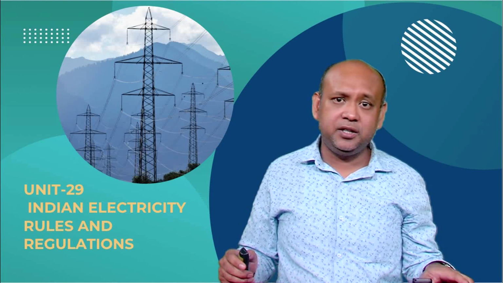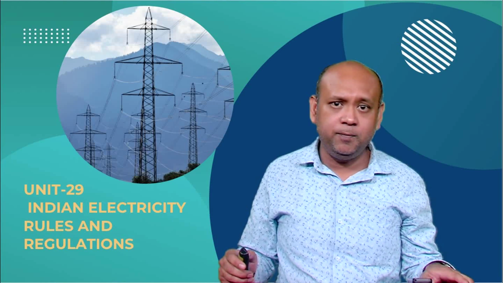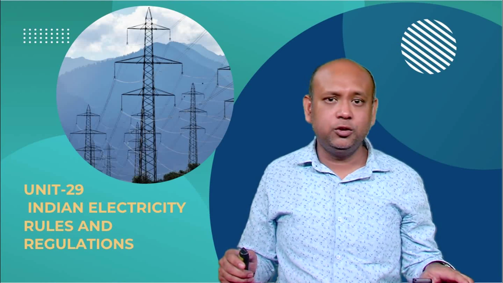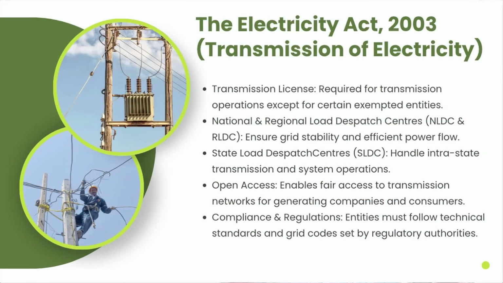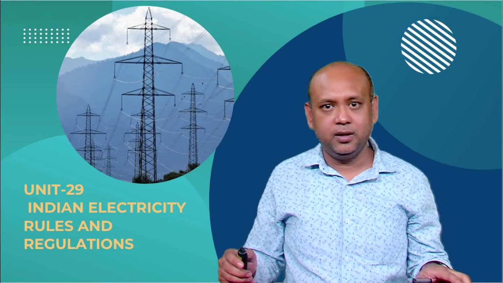It ensures electricity moves efficiently from generating plants to distribution networks. So under the Electricity Act of 2003, certain key provisions govern transmission. Licensing required to operate transmission. Entities must obtain a license. This ensures that all authorized operators manage transmission networks, maintaining efficiency and reliability.